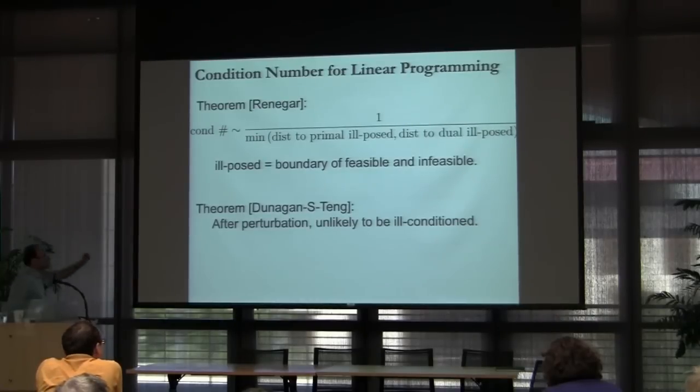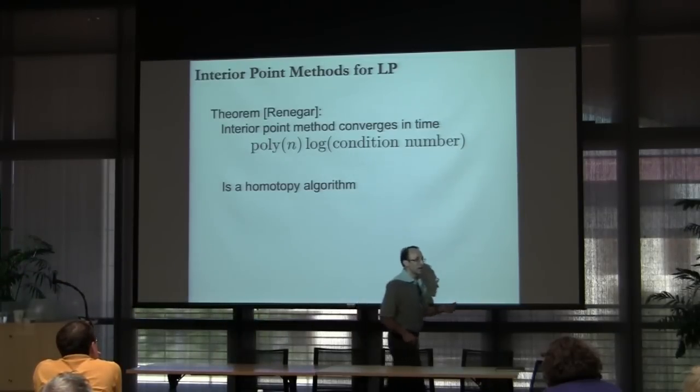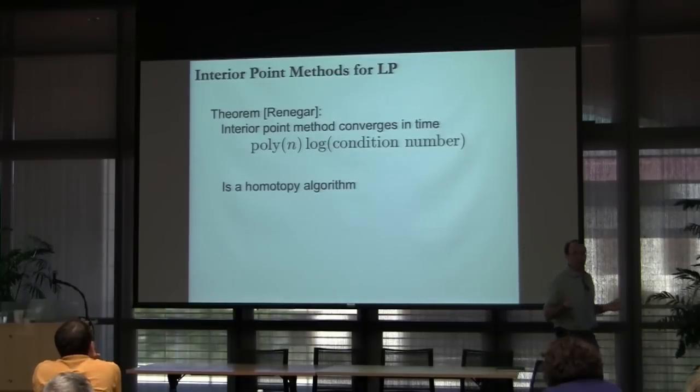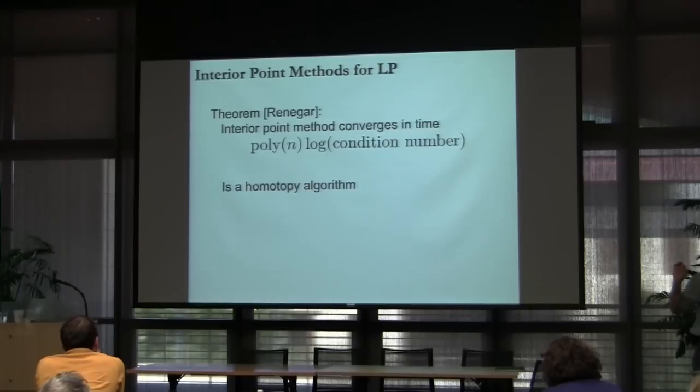In work with Dunagan and Teng, I showed that at least after a perturbation, it's very unlikely that a linear programming problem is ill-conditioned. So that tells you something about this, another statement along the way. Renegar also proved a very nice theorem, which is that an interior point method converges in time polynomial, times something logarithmic in the condition number. When I say converges, I mean getting a very, very accurate solution. Actually, to get, say, an epsilon accurate solution, we need to multiply by a log 1 over epsilon, but let's not worry about that.